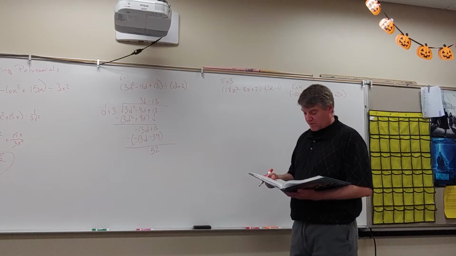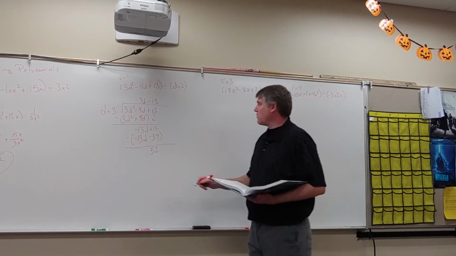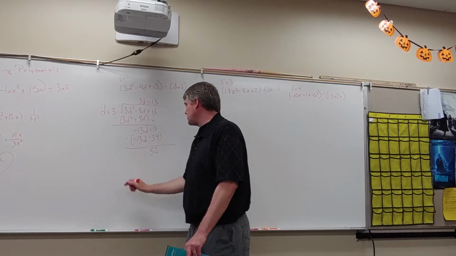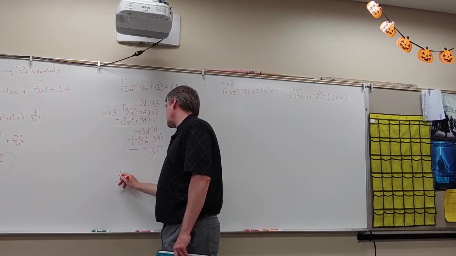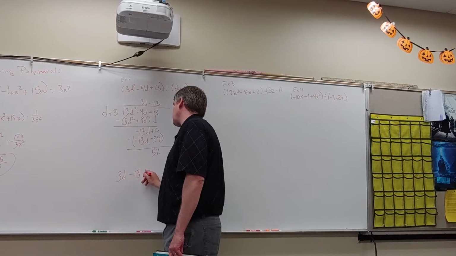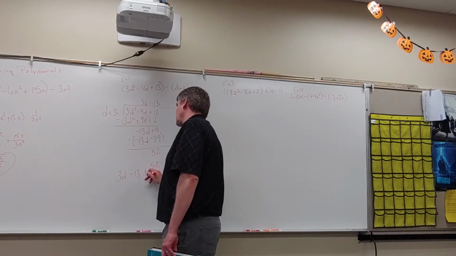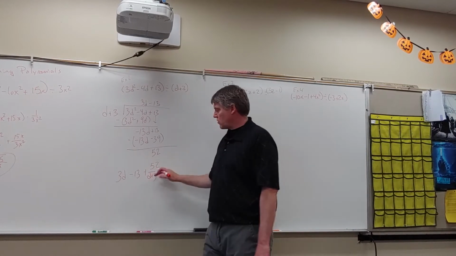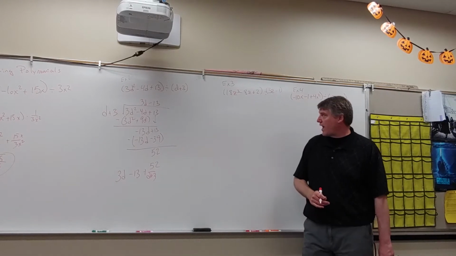If you remember, you have your remainder down there. So if I want to rewrite this, I'm going to rewrite it as 3d minus 13 plus 52 over d plus 3. So I have this fraction, this last little fraction part there.